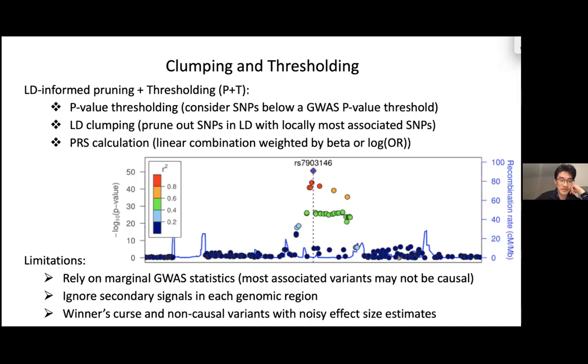And because of the LD clumping procedure we use, the method also ignores many of the secondary and tertiary signals in each genomic region. And finally, when we sum up the SNPs, we use the effect size estimates directly from external GWAS without any adjustment or shrinkage. But large effect size estimates in GWAS may suffer from the winner's curse. And most non-causal variants will have noisy non-zero effect size estimates. So by including these SNPs and using these GWAS effect size estimates directly without any adjustment, we are adding a lot of noise to our PRS. And all these limitations will limit the predictive performance of PRS.